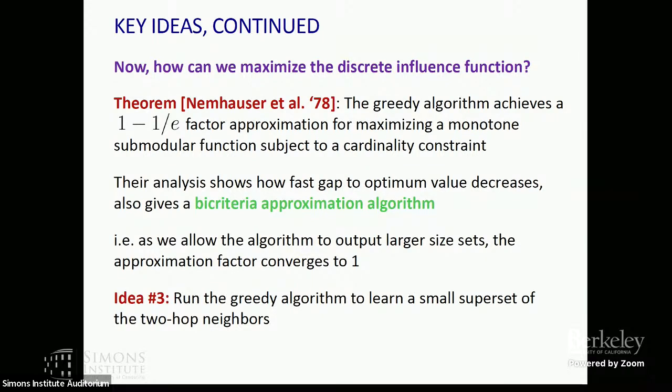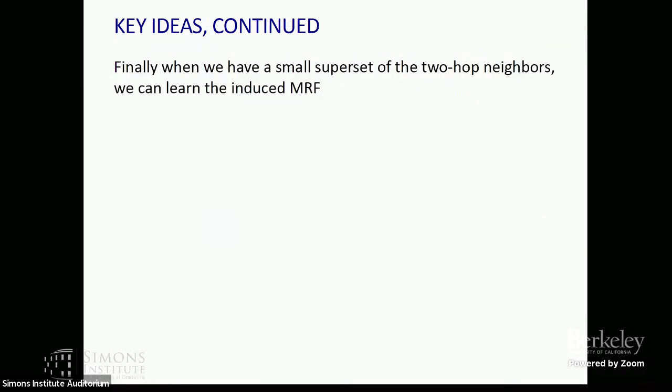And eventually you're going to learn a superset of the two-hop neighbors. Why? Because if you haven't learned a superset of all the two-hop neighbors, there's another node that should make a lot of progress, and that violates your approximation algorithm constraint. So that sounds like we're almost done, because instead of learning the two-hop neighbors, we've learned a superset of the two-hop neighbors.